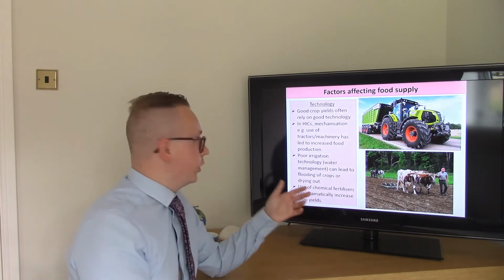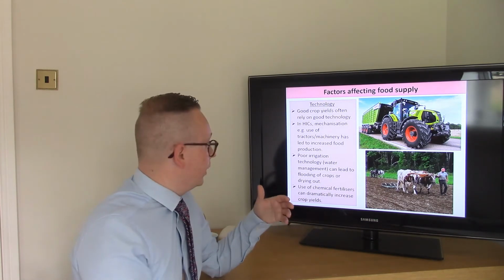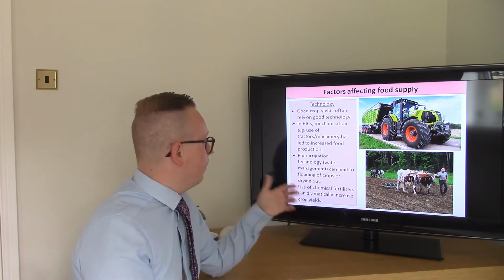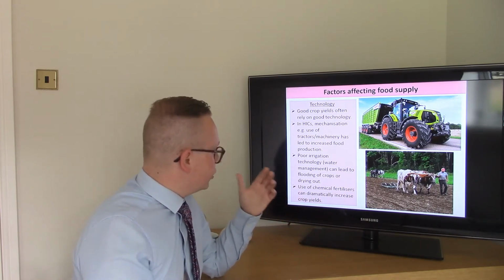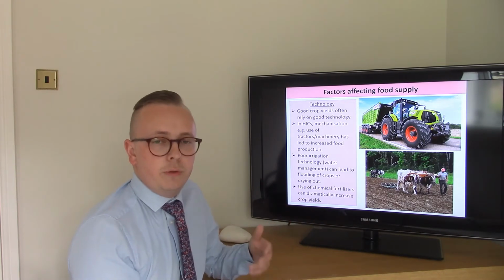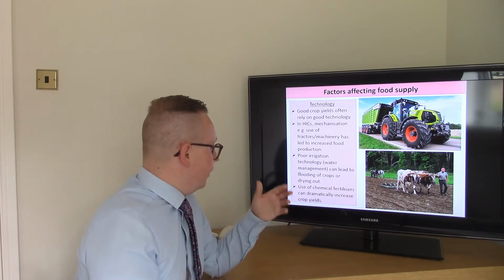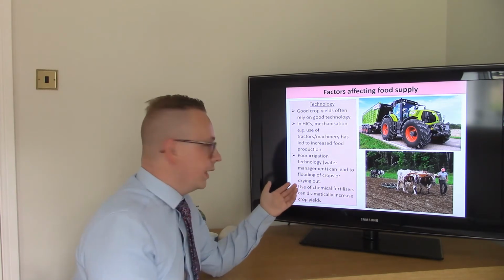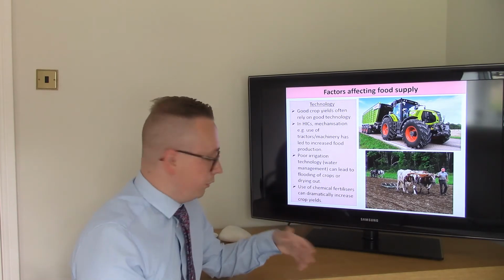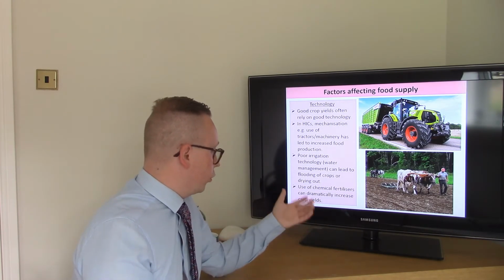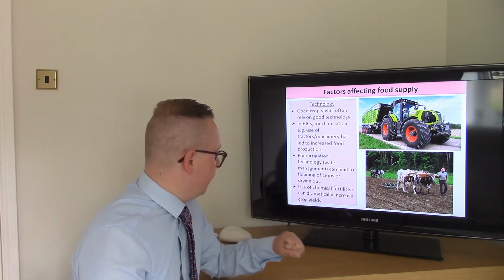Another one is technology. Good crop yields often rely on having good technology, and that's why we see this in high-income countries, where mechanisation, using tractors and machines, has led to increased food production in these areas, and food production has become much more efficient. In poorer countries, poor irrigation technology in order to manage water for the land can lead to either flooding, if it's overwatered, or the crops drying out if there's a lack of technology to get water to those crops.